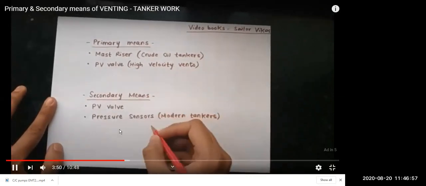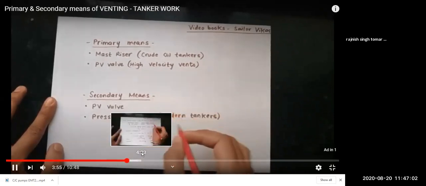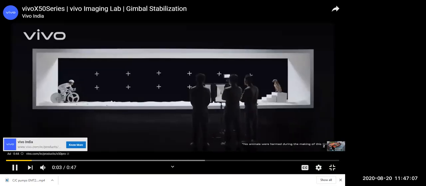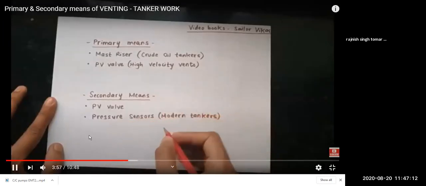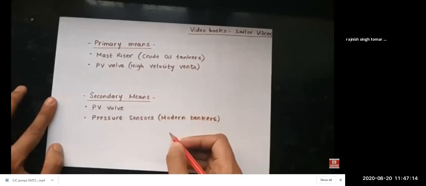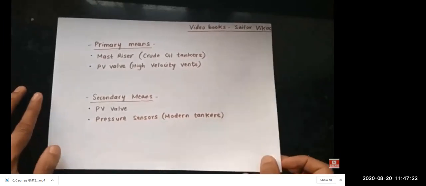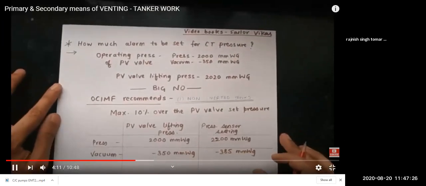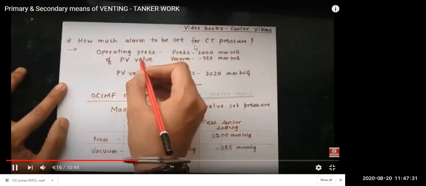So let's see the alarm settings. Sometimes we are asked about the PV breaker. Some people say the PV breaker is not a secondary means of venting, because it is in the common line. Secondary means should be independent for each tank. So what should be the alarm setting?